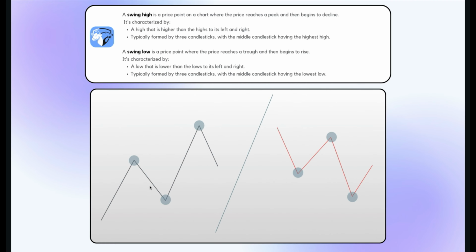Now, when price is going down, it forms a swing low, and then when price is going up, it forms a swing high. So here's one swing high, here's a swing low, and swing high here, and then swing low here, swing high here, and then swing low here.